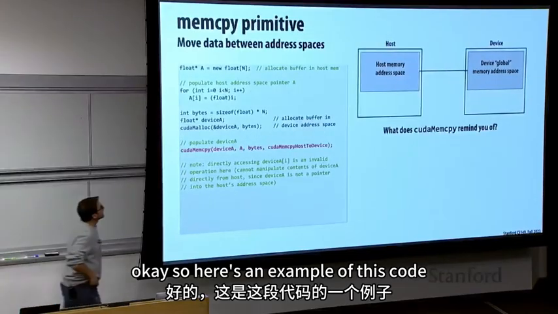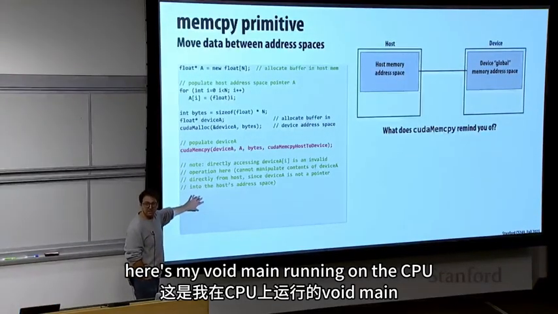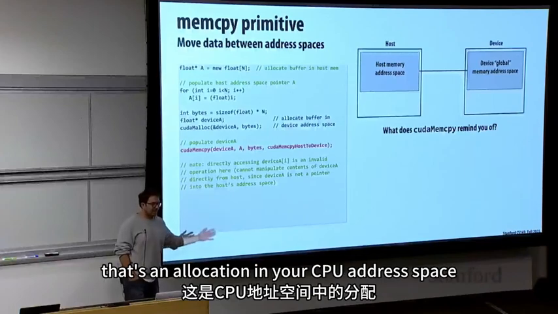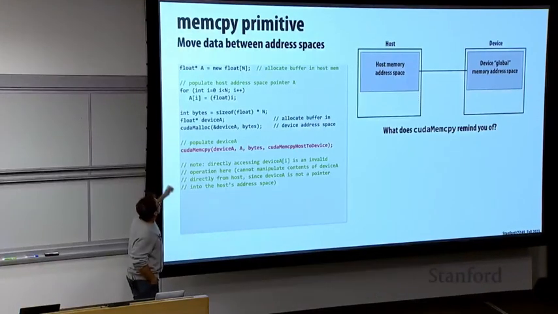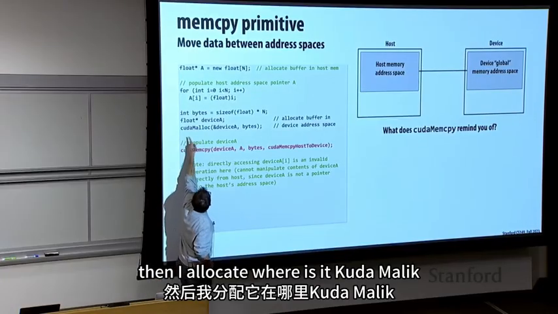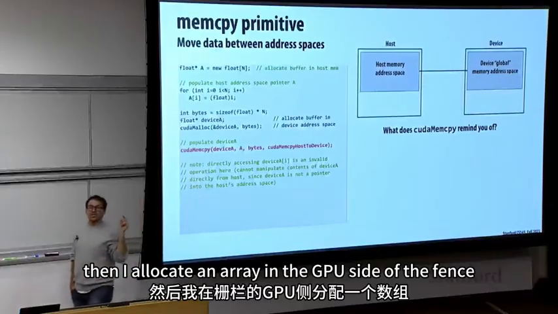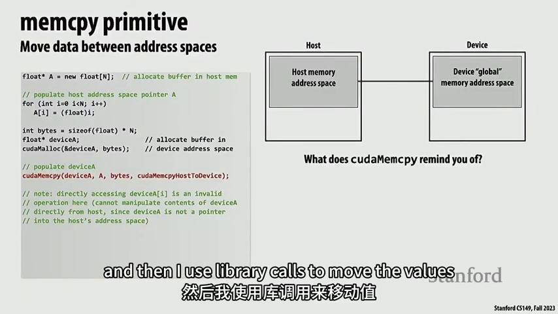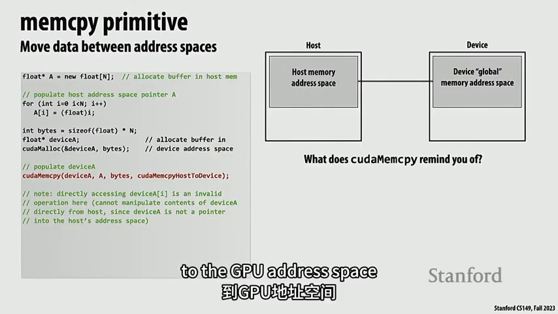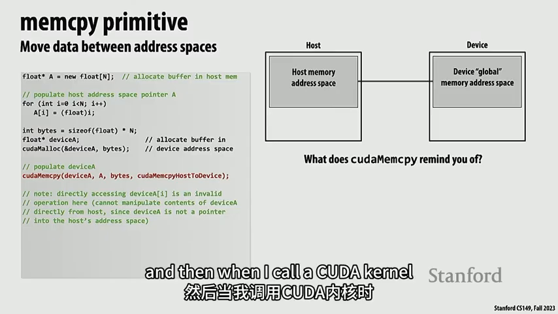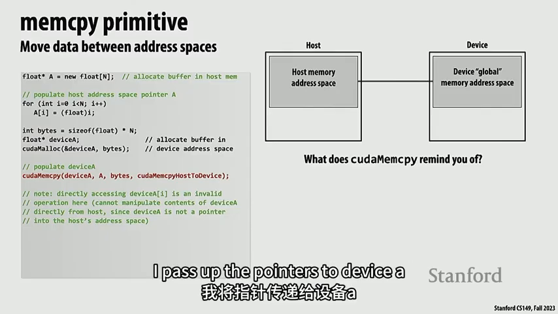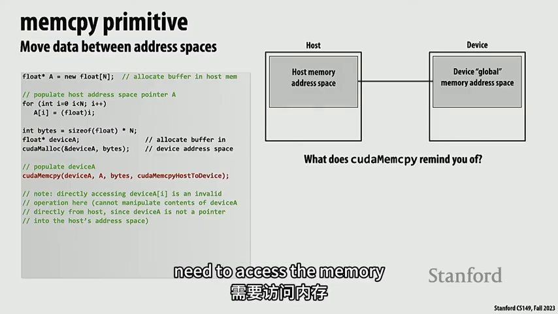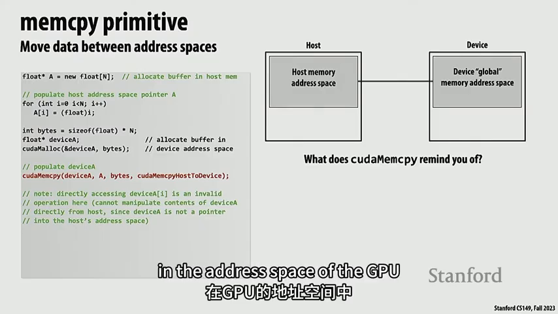Okay, so here's an example of this code. Here's my void main running on the CPU. I allocate an array a, a normal C allocation. That's an allocation in your CPU address space. Then I allocate, with CUDA malloc, an array on the GPU side of the fence, the device address space. And then I use library calls to move the values from the CPU address space to the GPU address space. And then when I call a CUDA kernel, I pass it the pointers to device A, because the CUDA kernels running on the GPU need to access the memory in the address space of the GPU.